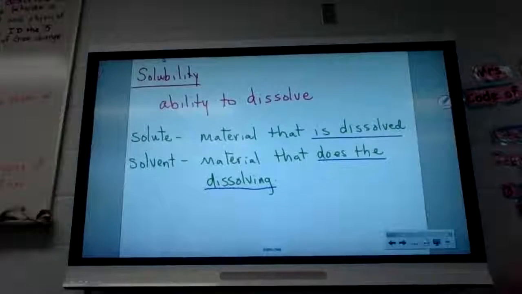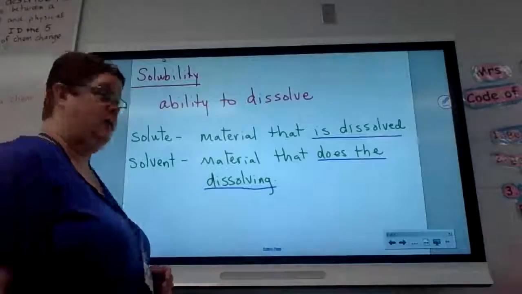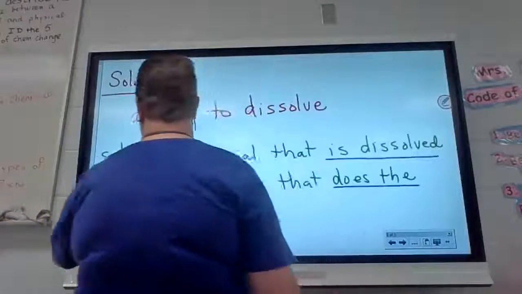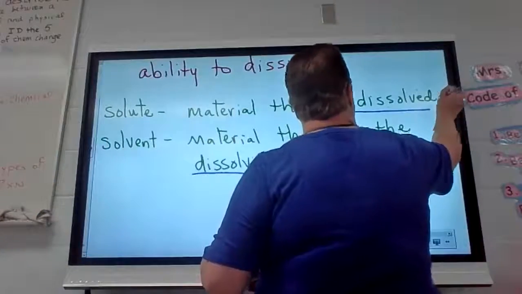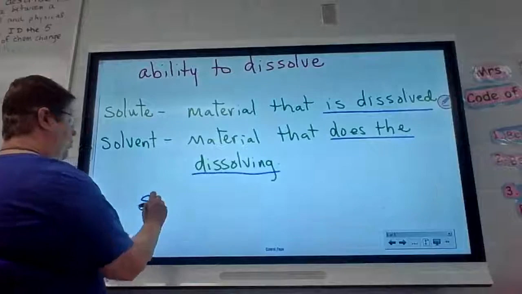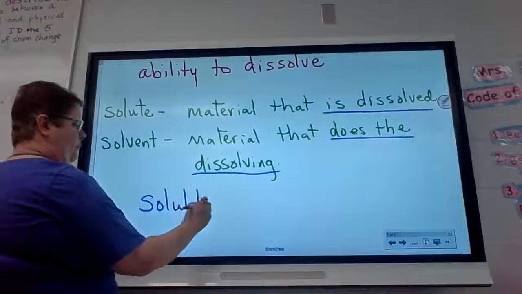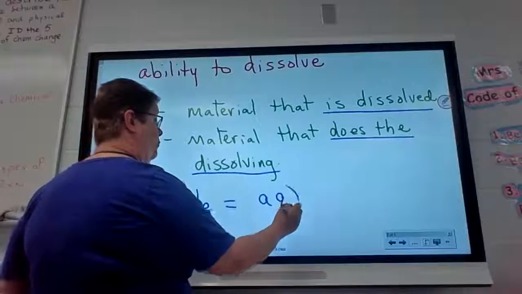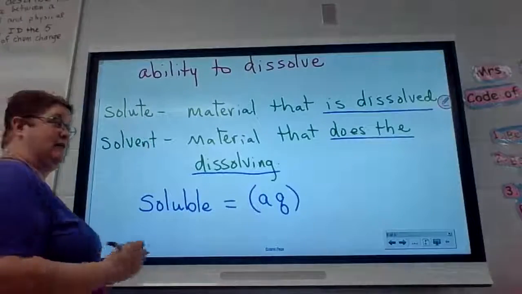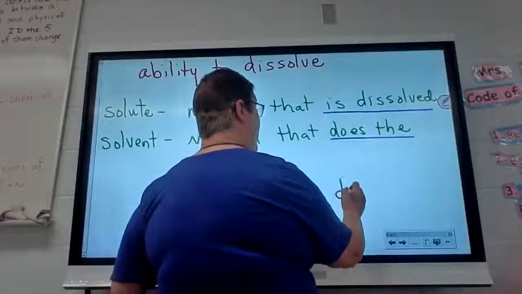But today, we're going to learn how to read a solubility chart and determine what is soluble and what is not soluble. Things that are soluble, we will label as aqueous, because that means they dissolve in water.